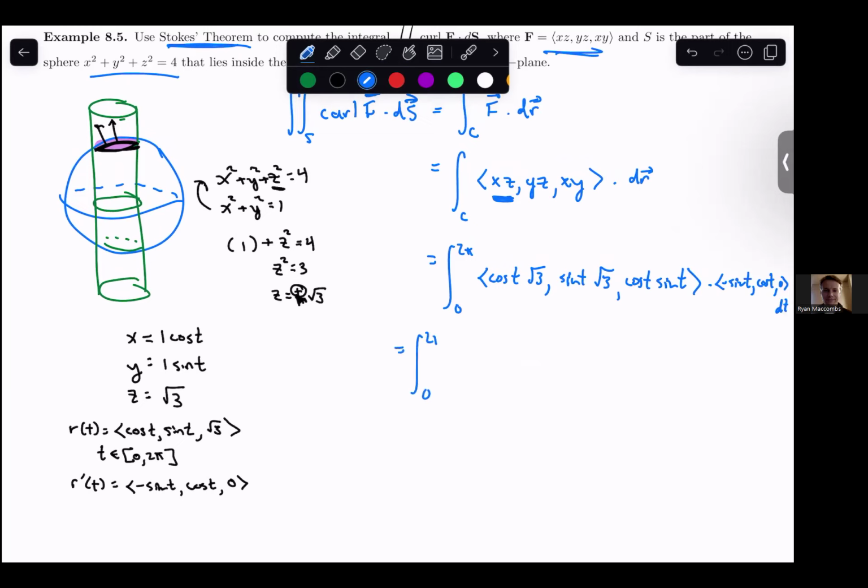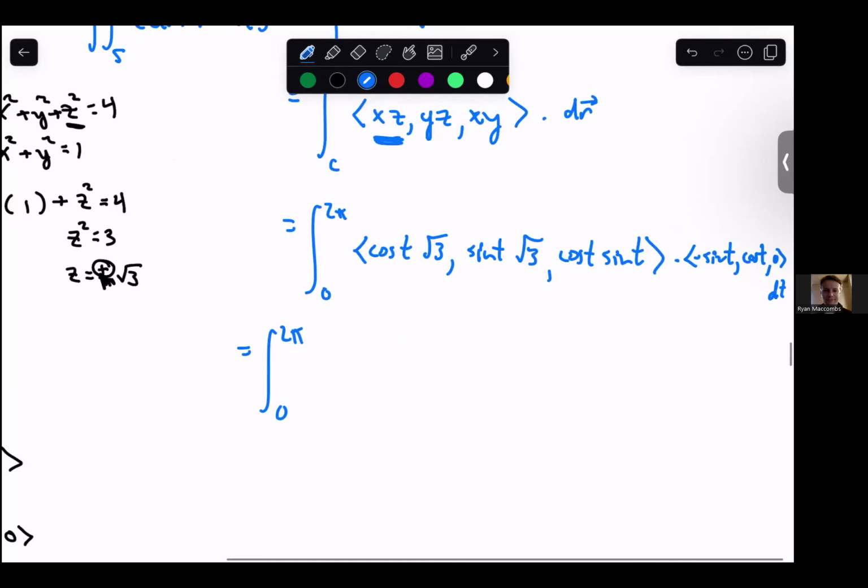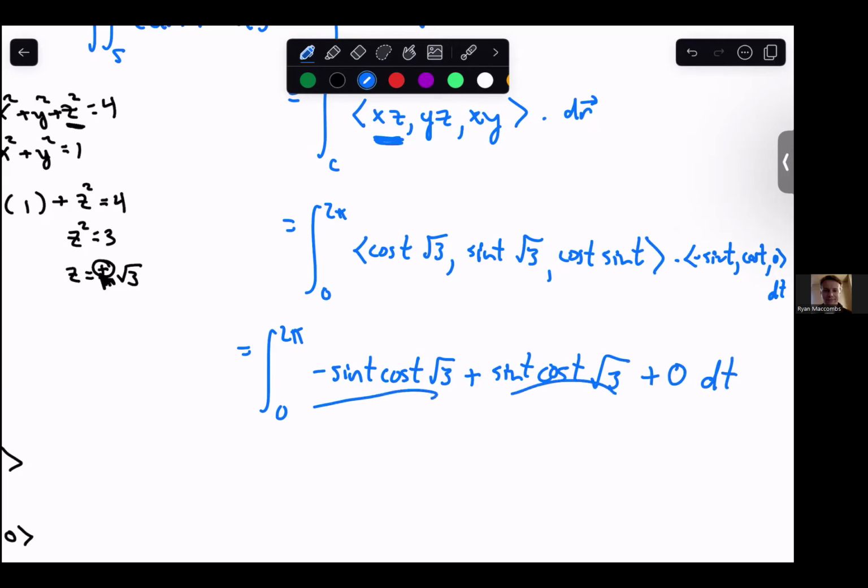Let's evaluate our dot product here. So I'm going to have negative sine cosine root 3 plus sine cosine root 3 and then plus 0. So notice that these are like terms. One's positive and one's negative, so they perfectly cancel out. And so this just becomes the integral of 0. So my final answer here is going to be 0.